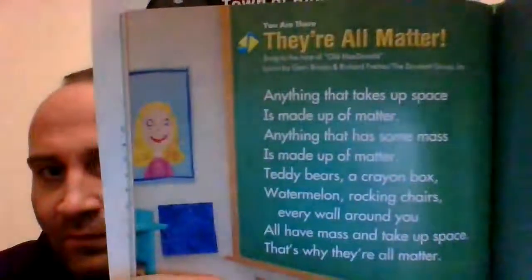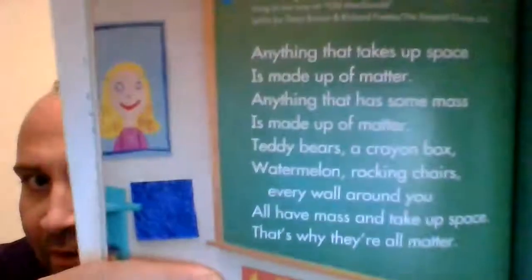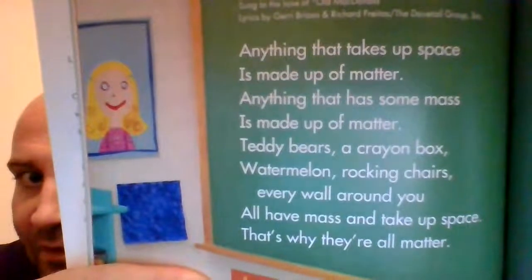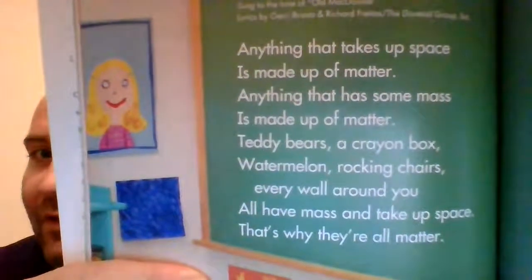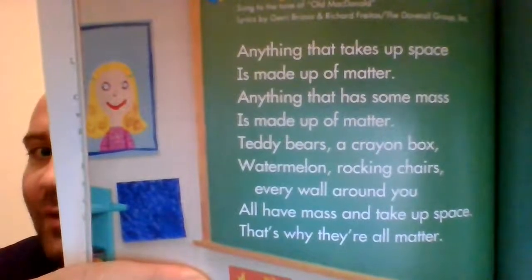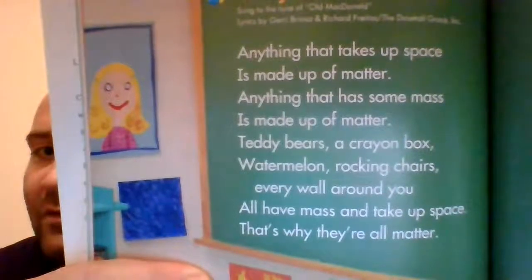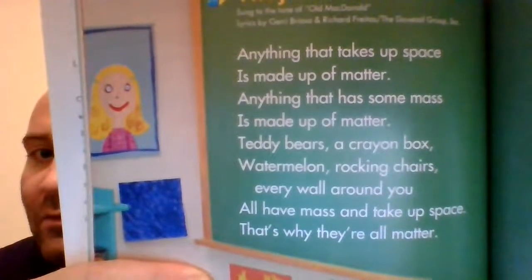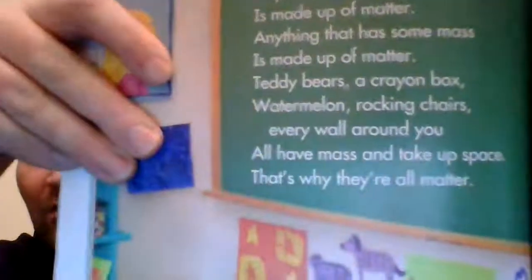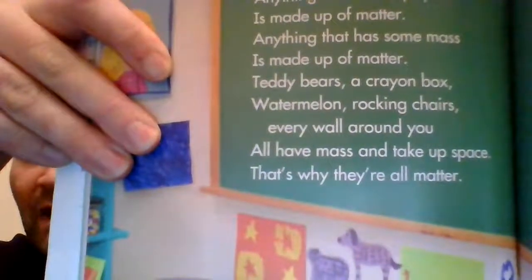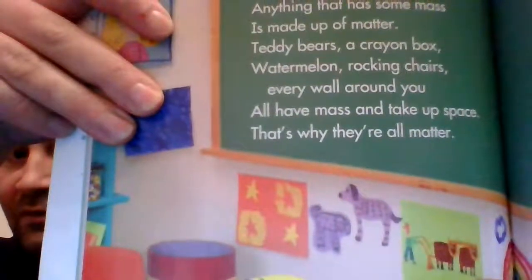We're going to talk about matter. And let's start off with this. Anything that takes up space is made of matter. Anything that has some mass is made up of matter. Teddy bears, crayon box, watermelon, rocking chairs, every wall around you all have mass and take up space. That's why they're all matter. So everything in this picture is matter.